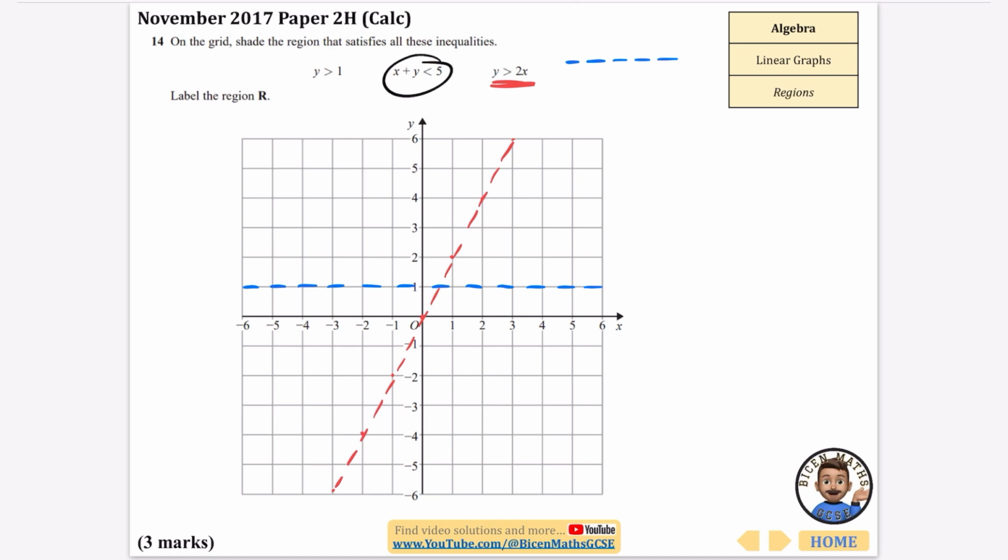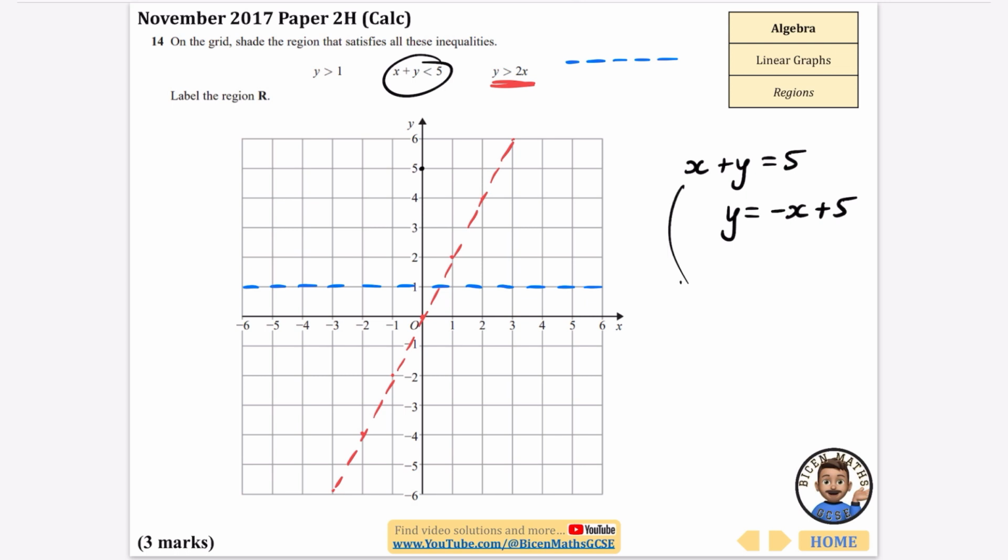And then the last one that we've got is our x plus y is less than 5. So x plus y, I'm going to say that it's equal to 5, and I'm going to show you the way that I think about doing this one. You could rearrange it, and if you rearrange it, you get y equals -x plus 5. So we can just say it's going to have a y-intercept of 5 and a gradient of -1.